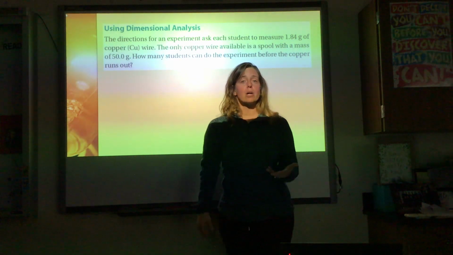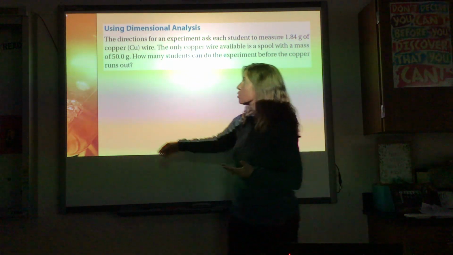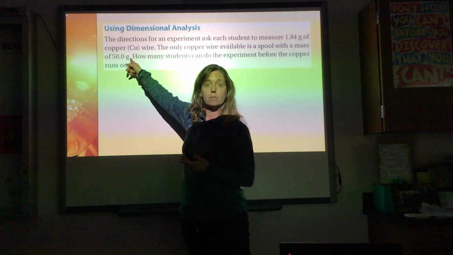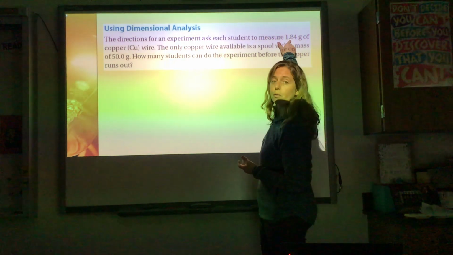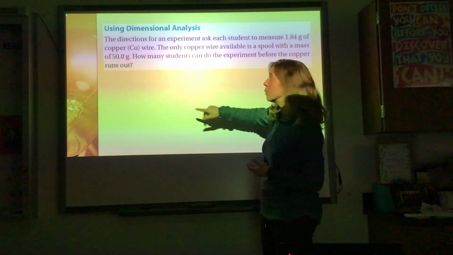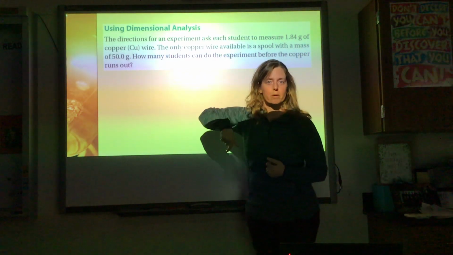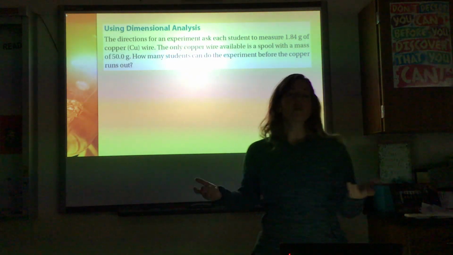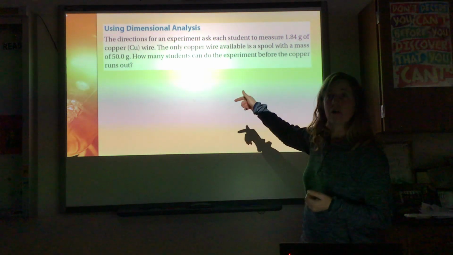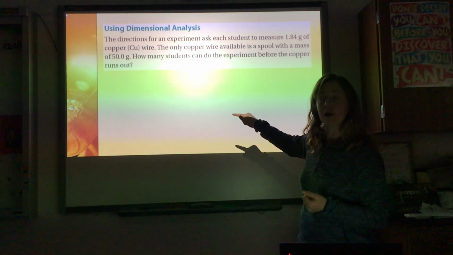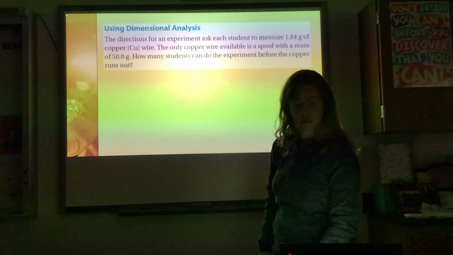The next ratio needs to look as if we can cancel units out. So we want to cancel grams out, so we need what? 1.84 grams on the bottom of the ratio, and we're going to use 1.84 grams per student, per one student. So the way you would set that ratio up is you'd have one student over 1.84 grams, and you're going to multiply that ratio times 50.